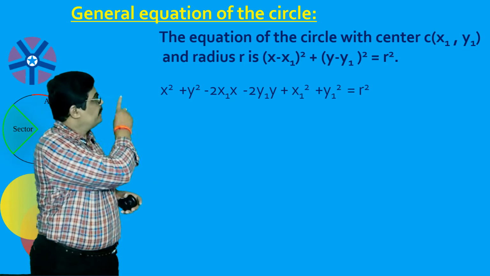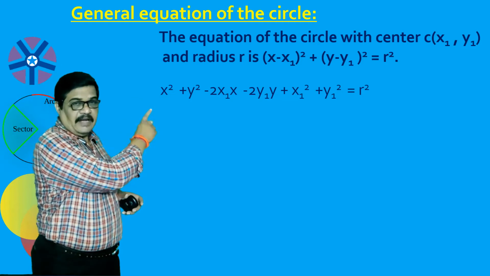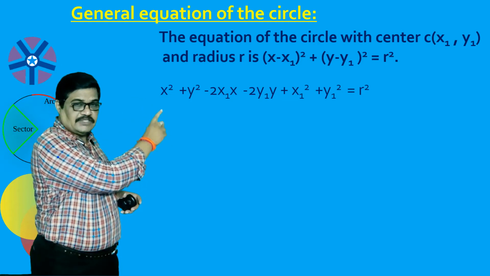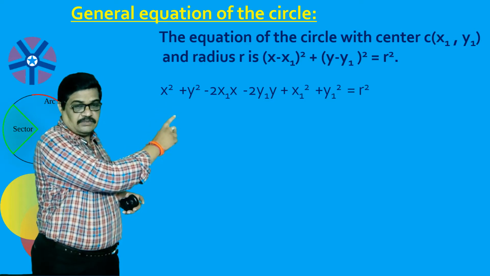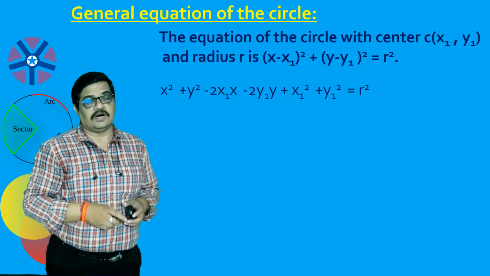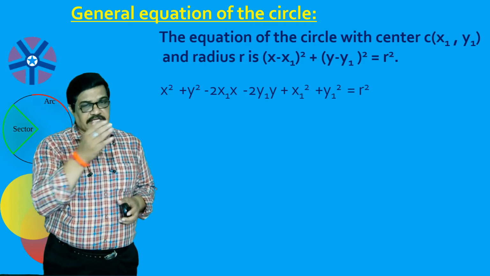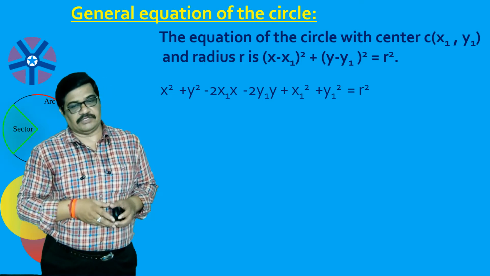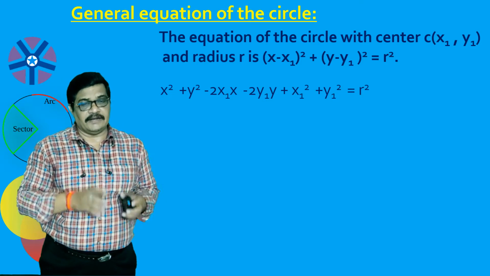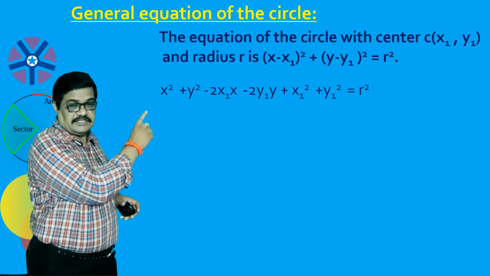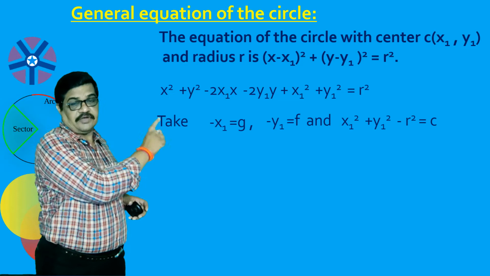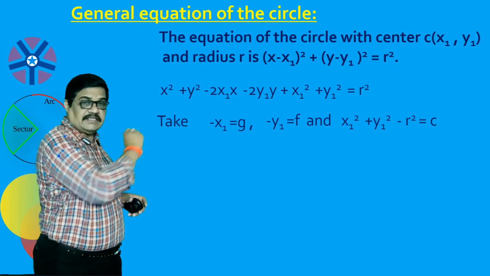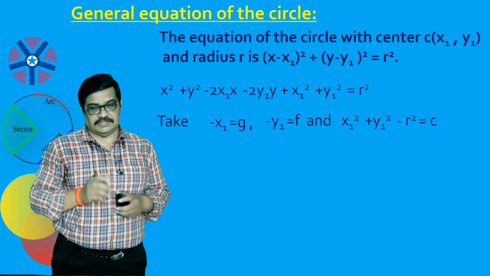We are getting x square plus y square minus 2x1x minus 2y1 plus x1 square plus y1 square is equal to r square. Now we are expanding, we are getting this equation. Now we take minus x1 as g and minus y1 as f, and x1 square plus y1 square minus r square is equal to c.